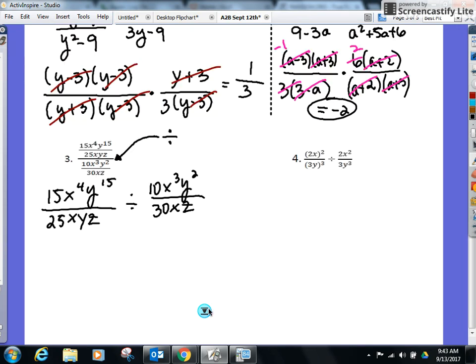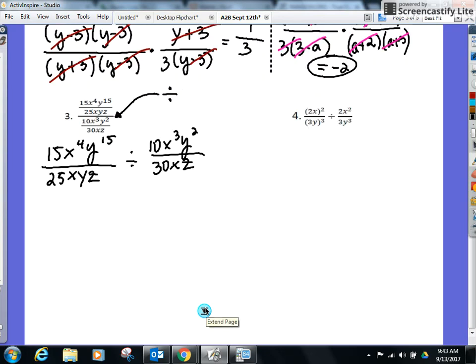Okay, now we still got to skip and flip, though. Still got to flip. So make sure we do that. Or you may have done it all in one step. Way to go.